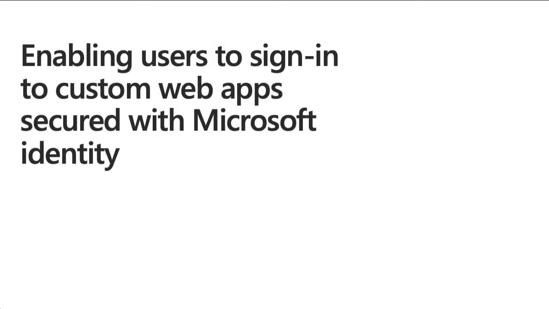Now, in order for a web app to use Microsoft Identity to enable users to authenticate and obtain access tokens for use with services such as Microsoft Graph, you're going to have to register a new app in Azure AD. And this can be done using the Azure AD Admin Center at aad.portal.azure.com.